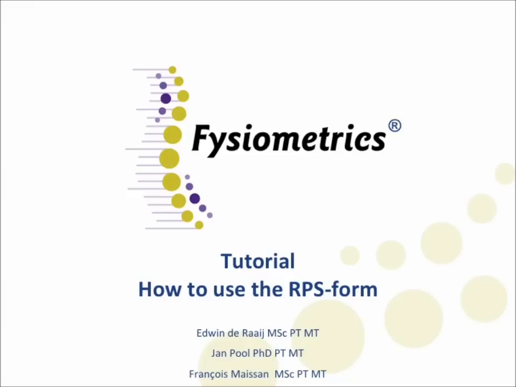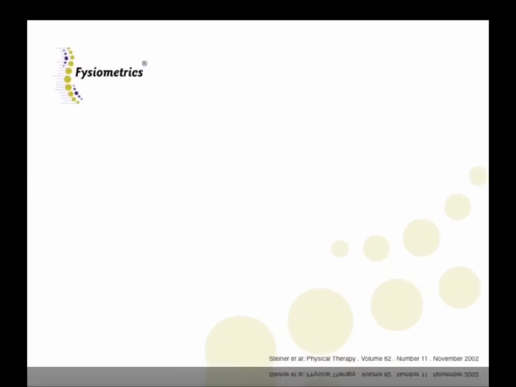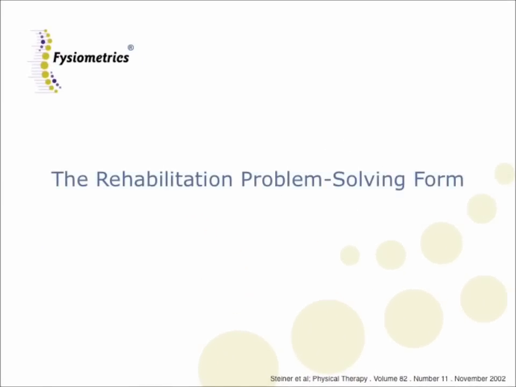Welcome to this instruction video about the use of the RPS form in various courses of Fysiometrics. At Fysiometrics, we use the rehabilitation problem-solving form to enable you to get to work with your own casuistry during the courses. This RPS form is developed by Steiner, mainly to provide a guideline for intercollegial discussion and consultation. The original form looks as follows.